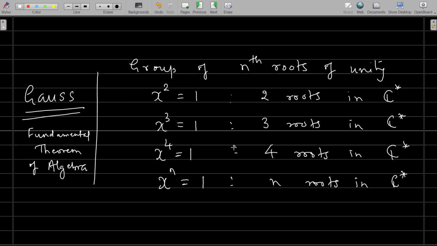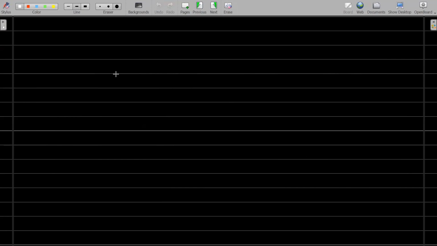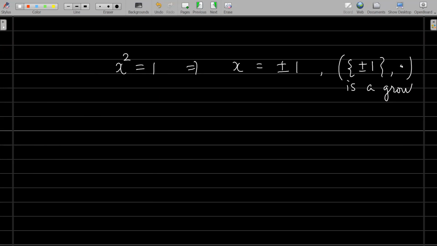But we'll do some particular examples, and then we'll say something more general about x raised to n equal to 1. Okay. So let's quickly see, suppose x square is equal to 1. So we know what the roots are. x is equal to plus minus 1. And we have already seen plus minus 1 forms a group under multiplication. Under dot, it is a group.